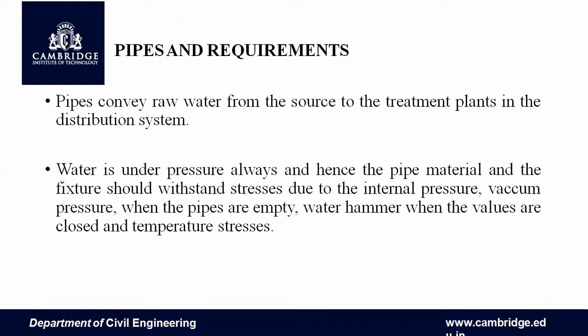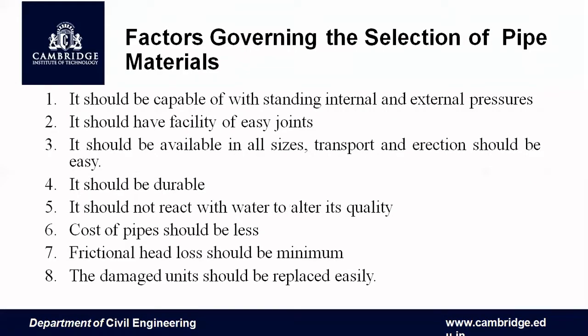Whenever we choose that pipeline, it should withstand the pressure. There might be an internal pressure, an external pressure, and also the vacuum pressure. The pipe has to withstand that pressure. Also when we close the valve, the flow of water will be stopped completely, so the pipe will be empty. Sometimes there might be a water hammer, and the temperature stresses will also be there. So let us see what are the factors governing the selection of pipe material.